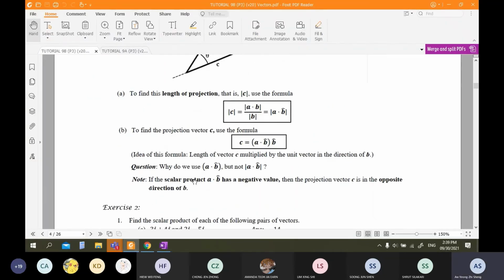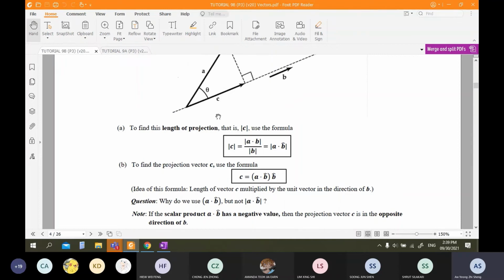Okay, then coming to point B, to find the projection vector C itself, it says you can use this formula. Okay, so here in bracket, I tell you the idea of this formula. It's actually the length of vector C multiplied by the unit vector in the direction of B.